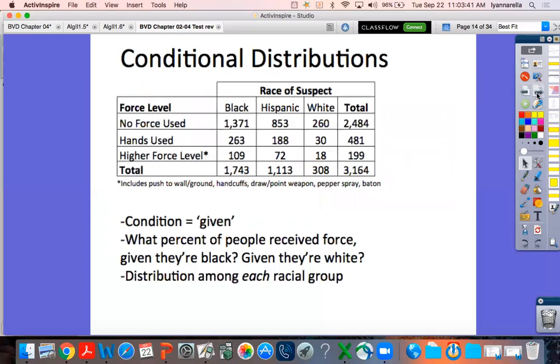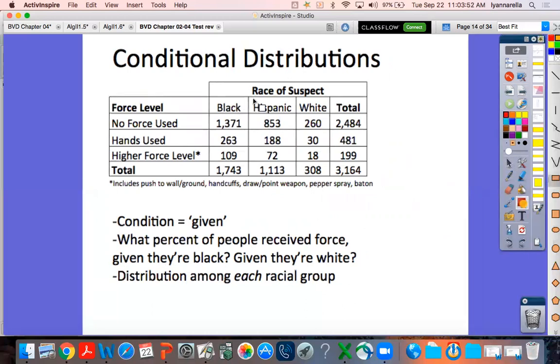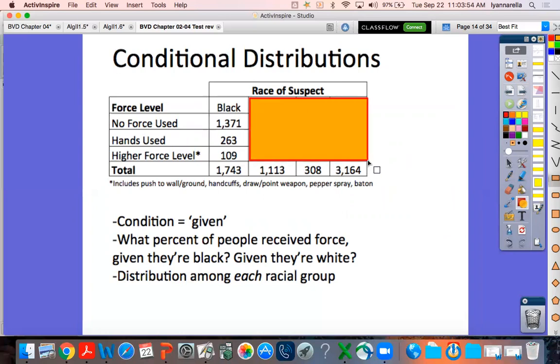All right. So then the conditional is, well, what percent of people received force given they're black? When you say given they're black, you have to say, if I'm only worried about the black people, then I only looked at the black column. So the percent of people who received force, you wouldn't say this number. You'd either say the hands-on or the higher force. You could either add these two together or you could do them separately and then add them. But that's what the marginal distribution is.